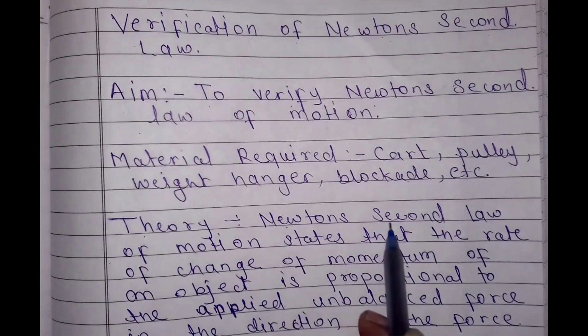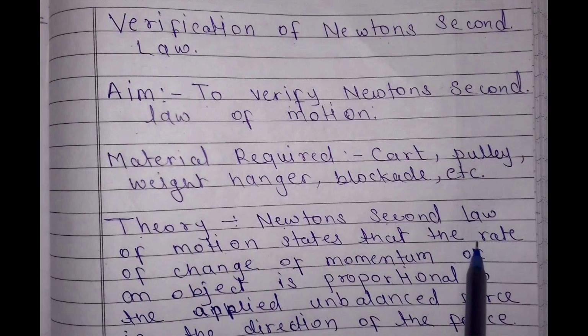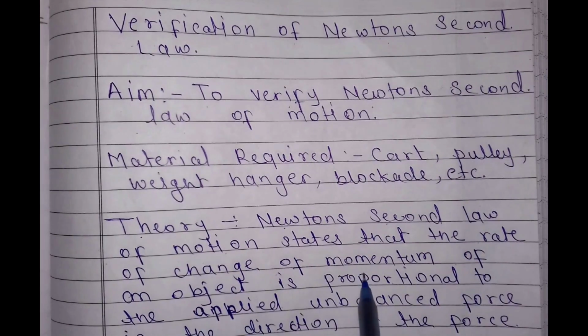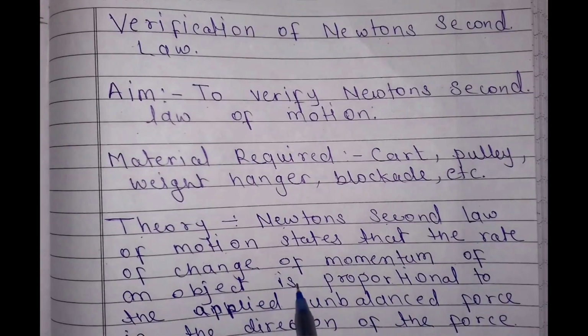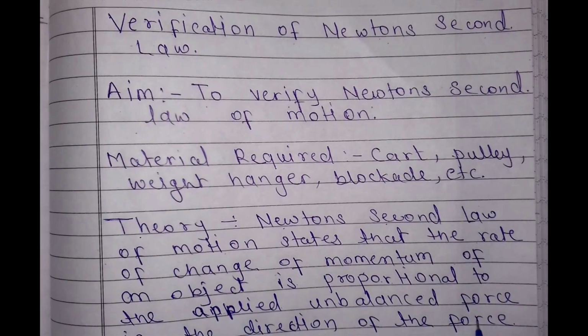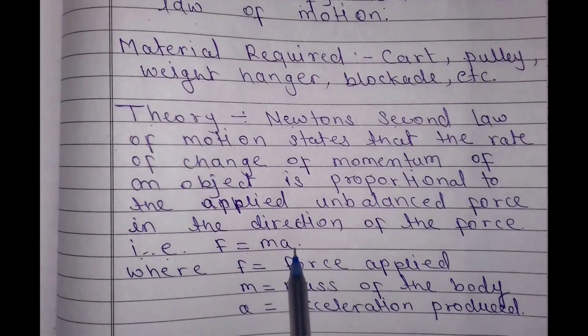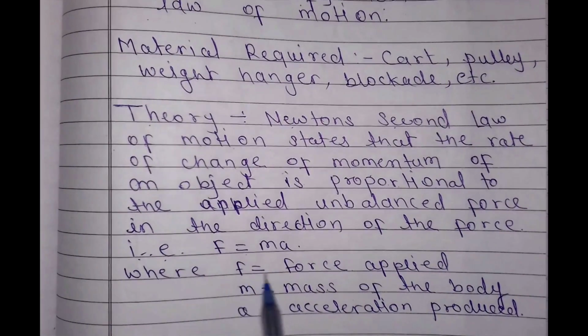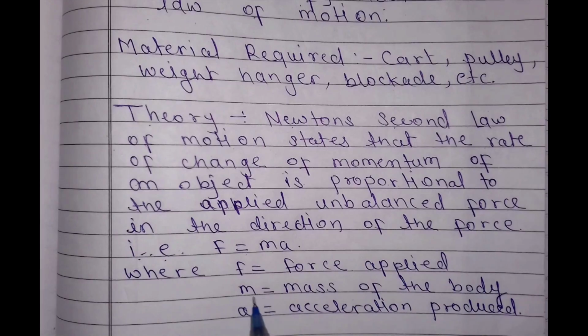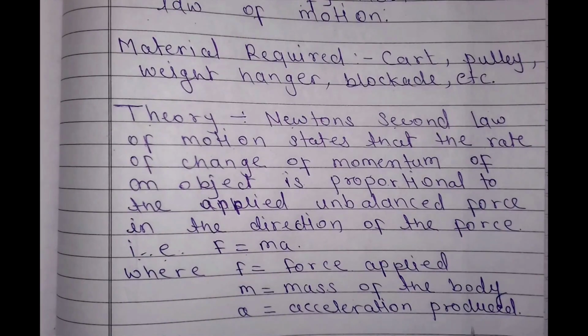Theory: Newton's second law of motion states that the rate of change of momentum of an object is proportional to the applied unbalanced force in the direction of the force. That is, F = ma, where F is the force applied, m is the mass of the body and a is the acceleration produced.